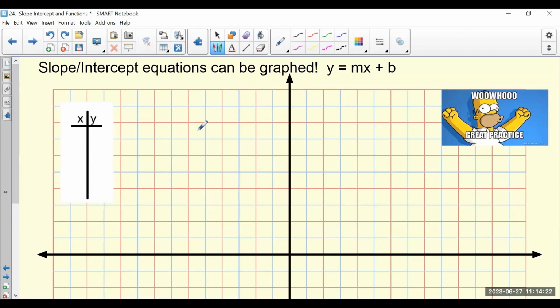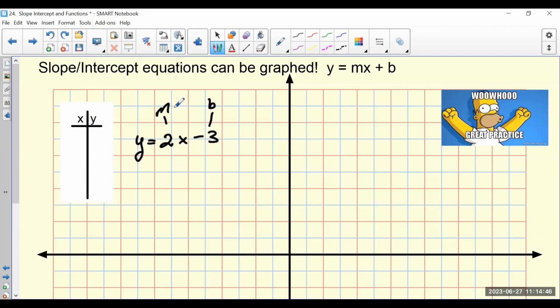It's very possible that you're going to be given an equation, and it might look something like this: y equals 2x minus 3. And that's a slope-intercept equation. It's in the form of y equals something times x plus something. So in this case, the 2 is the m, and the b is minus 3 or negative 3.